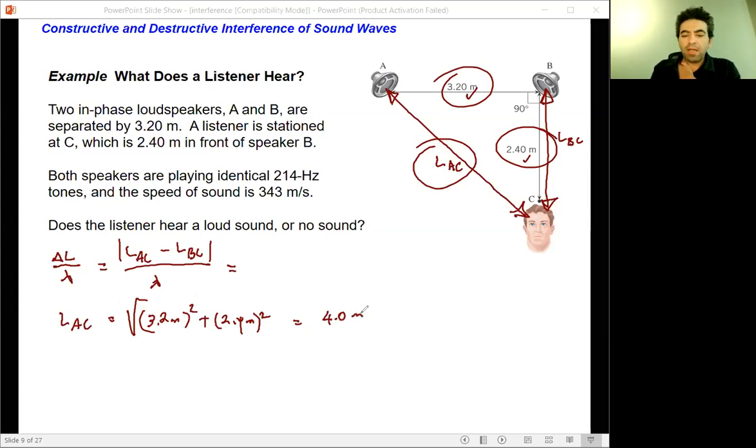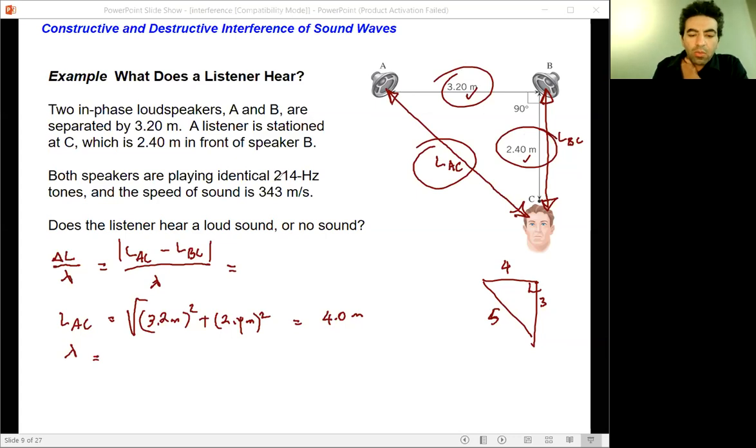The reason I recognize this one is because it's a very well-known triangle, the 3, 4, 5 triangle. So this is 3 times 0.8, this is 4 times 0.8, so this becomes 5 times 0.8, which is 4 meters. But if you put it in the calculator, you get it. And then the other thing I need to figure out is the wavelength.